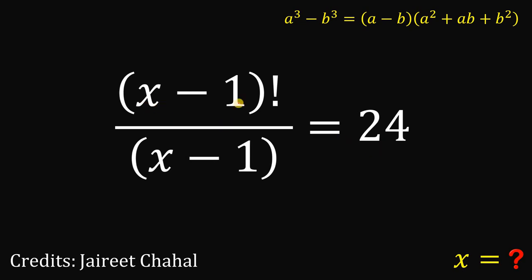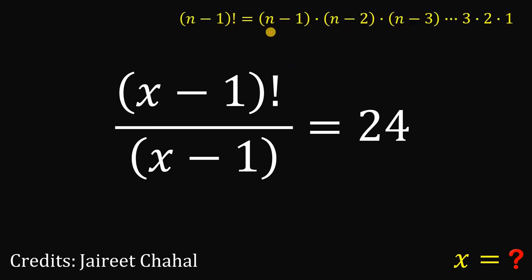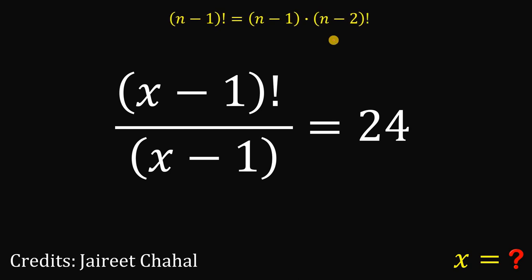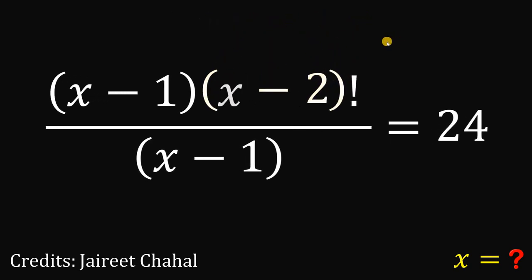Now, this x minus 1 factorial, take note, when we have n minus 1 factorial, this can be written as n minus 1 multiplied by n minus 2 multiplied by n minus 3 down to 3 times 2 times 1. Or, this n minus 2 times n minus 3 down to 1 simplifies to n minus 2 factorial. So, x minus 1 factorial can be written as x minus 1 multiplied by x minus 2 factorial. So we can replace this like this.